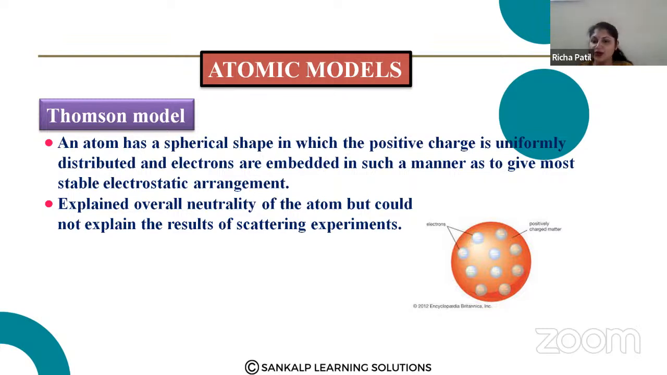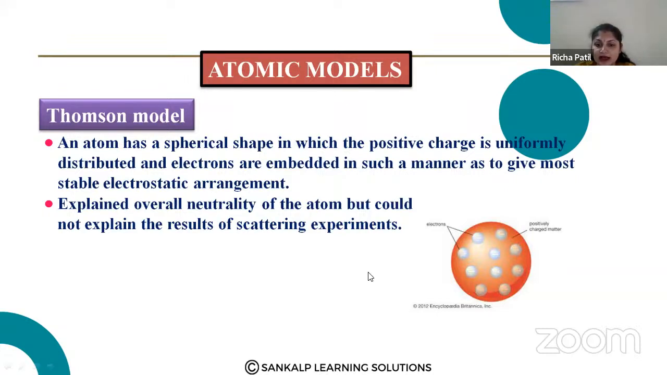Now, what do you mean by this? You can see the red part in this picture. This red part is the positive charge, which is distributed all over. Consider that to be an atom, a spherical shape with the positive charge uniformly distributed. And the white round things are electrons, which he said are embedded in such a way as to give a stable electrostatic arrangement.